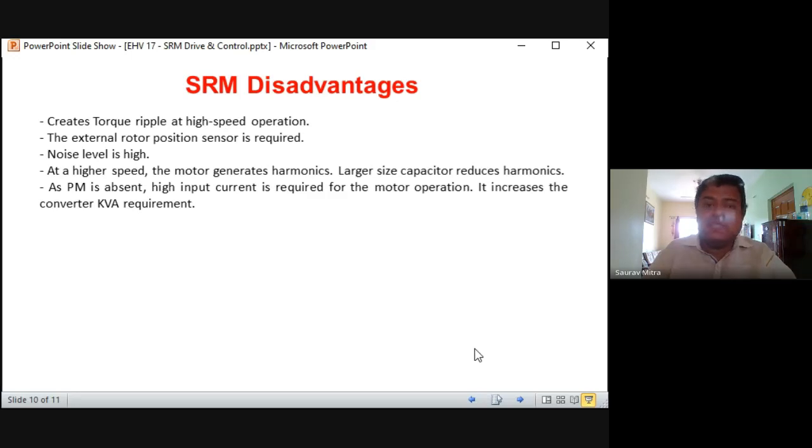Without that, it is not possible. Noise level is high. At a higher speed, the motor generates harmonics, which are related to the ripple. A larger size of capacitor reduces the harmonics. So here, the problem and the solution are both given. At higher torque and higher speed, harmonics are generated. Whatever the base frequency is, multiples of that frequency are produced in the stator supply of the motor. If we put a higher value of capacitance, it works as a filter and reduces the higher harmonics. As PM is absent, high input current is required for the motor operation. It increases the converter kVA requirement.